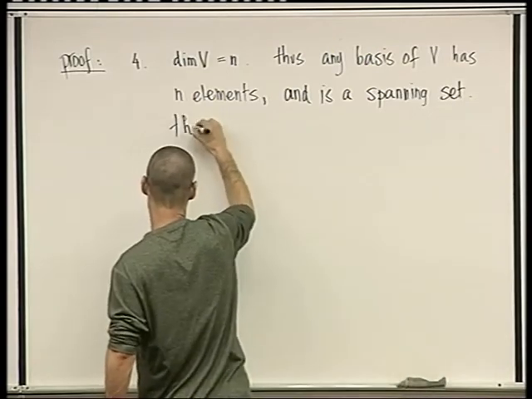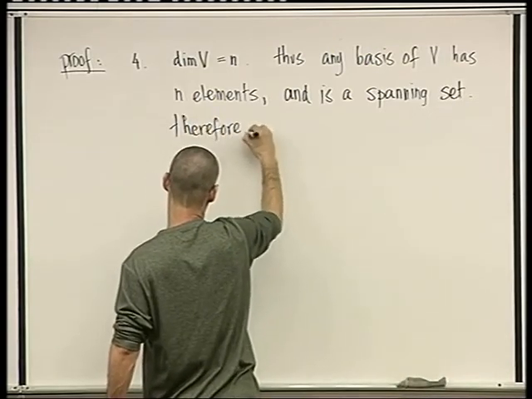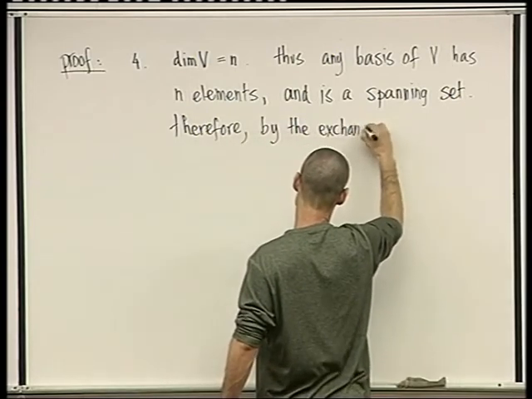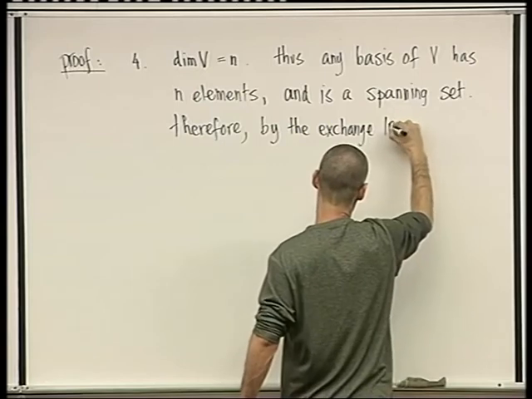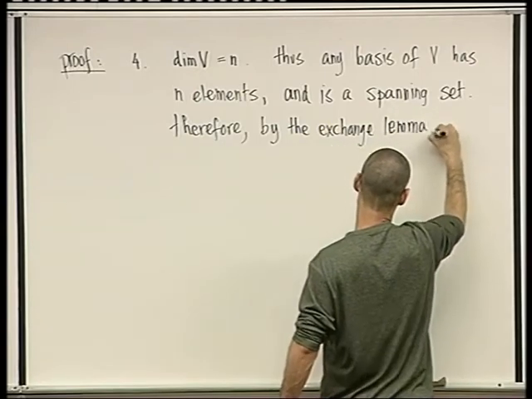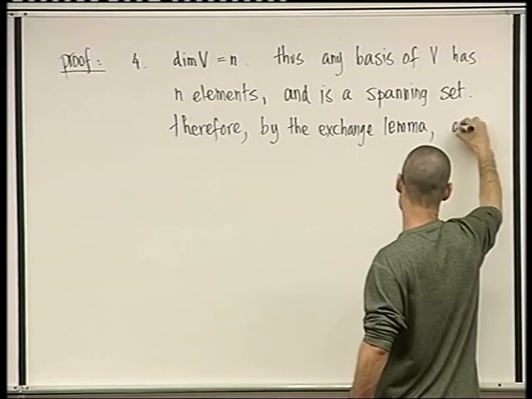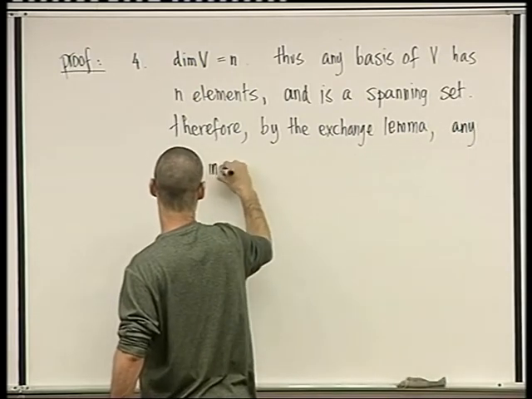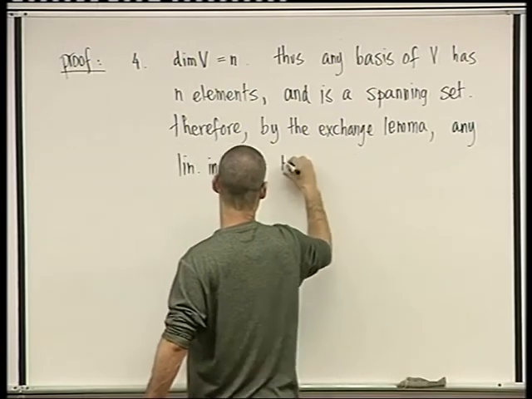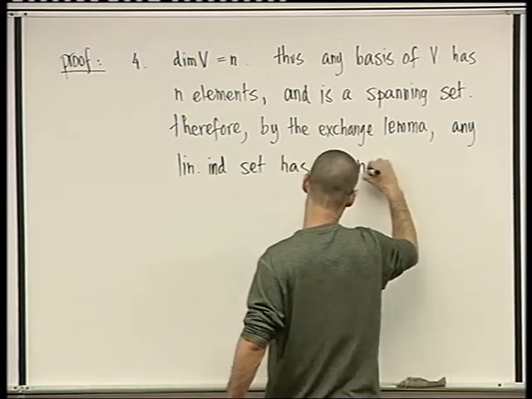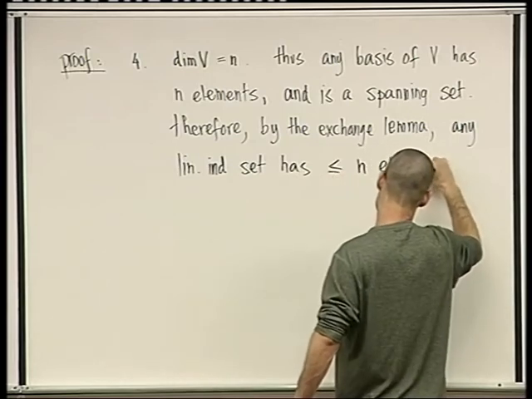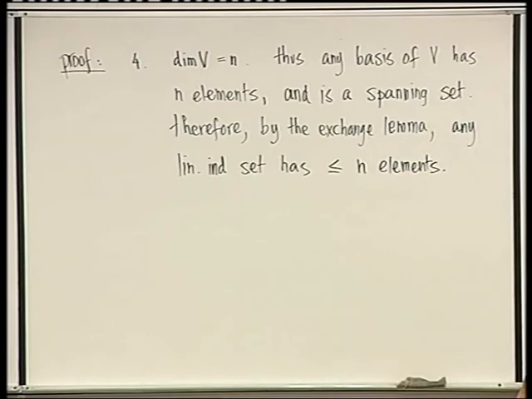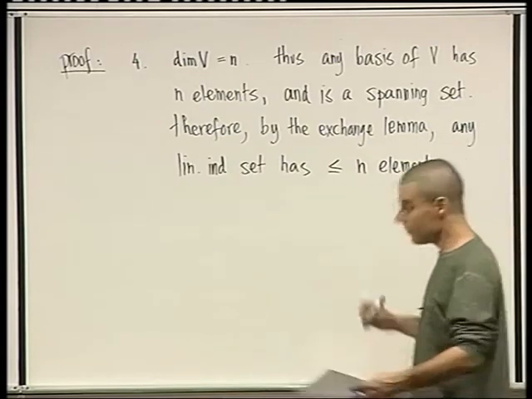Therefore, by the exchange lemma, any linearly independent set has less than or equal to n elements. And that's it. That's what we claimed in part 4. Good? Okay, part 3.